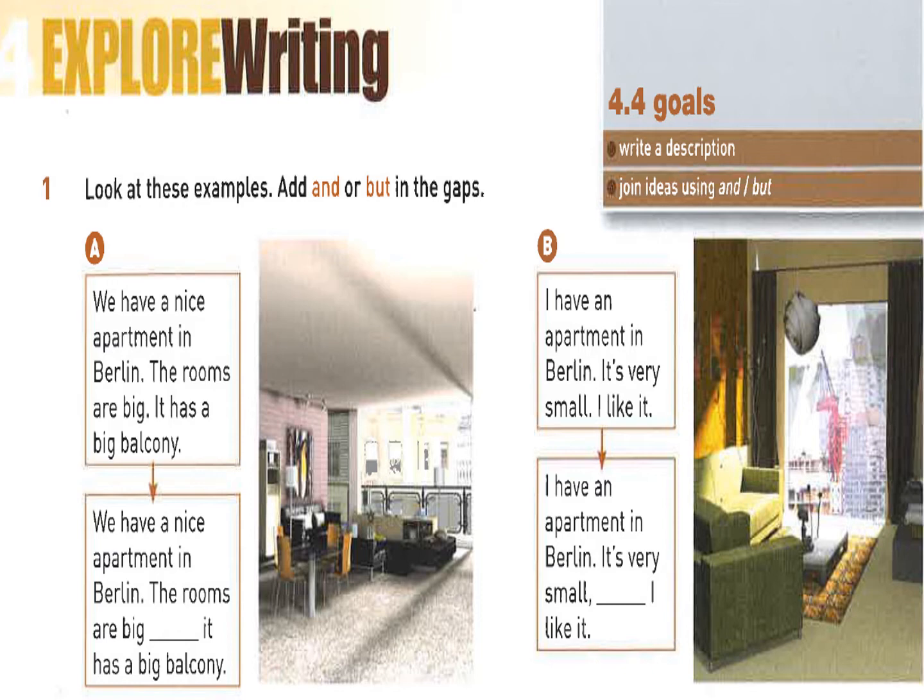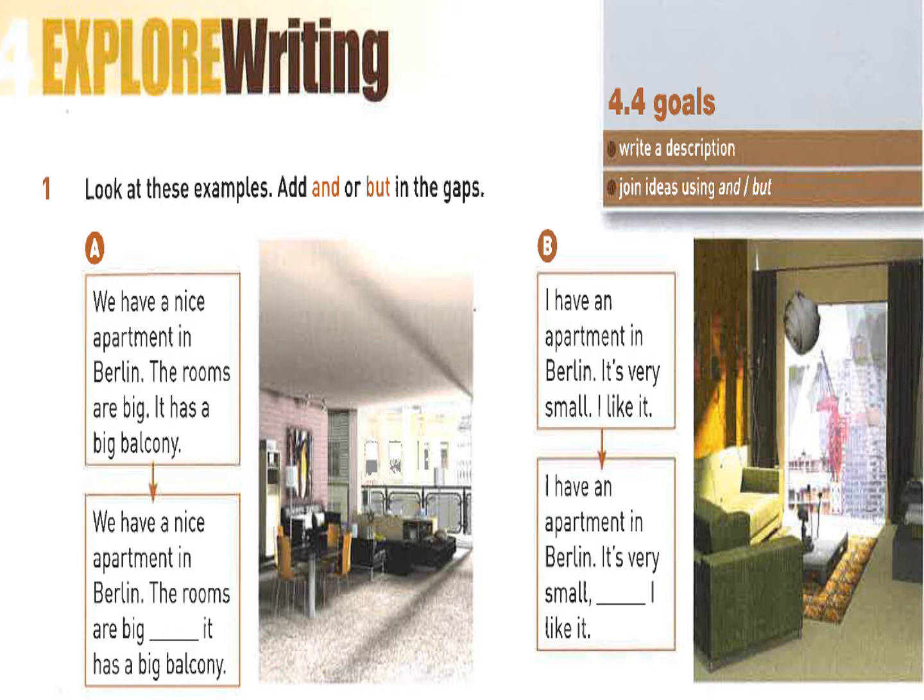Look at these examples. Add and or but in the gaps. We use and to join two ideas if they are the same. For example, you give some good information about something and then you are going to add more good information. You would join it with and. Or you give some bad information about something and you want to add more bad information. You join it with and.